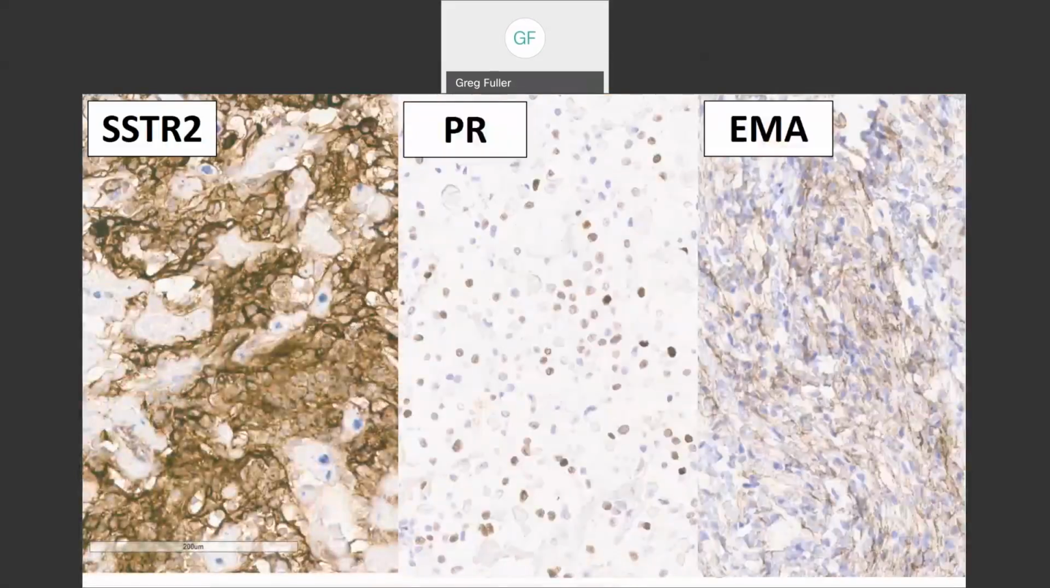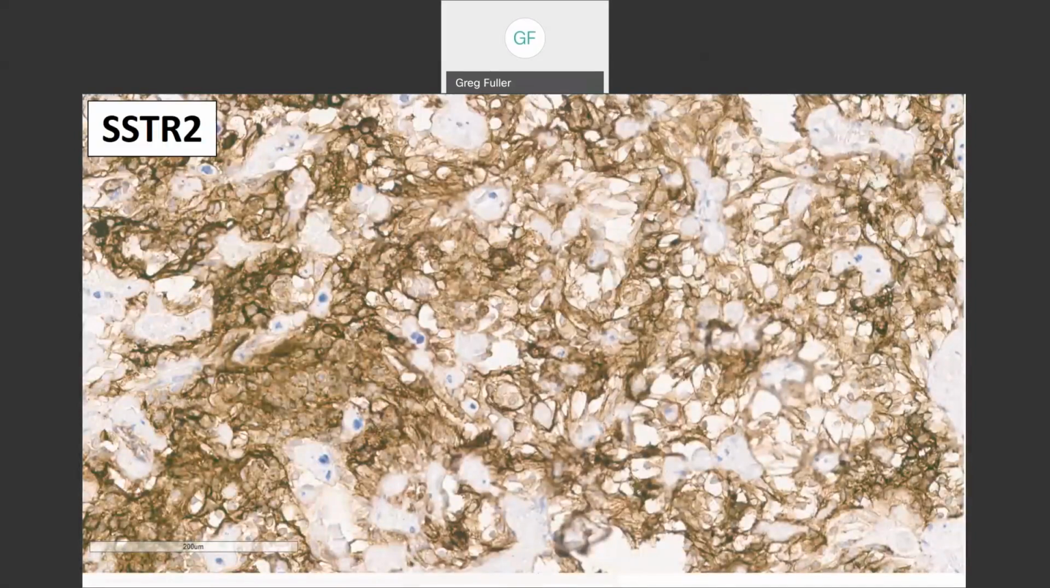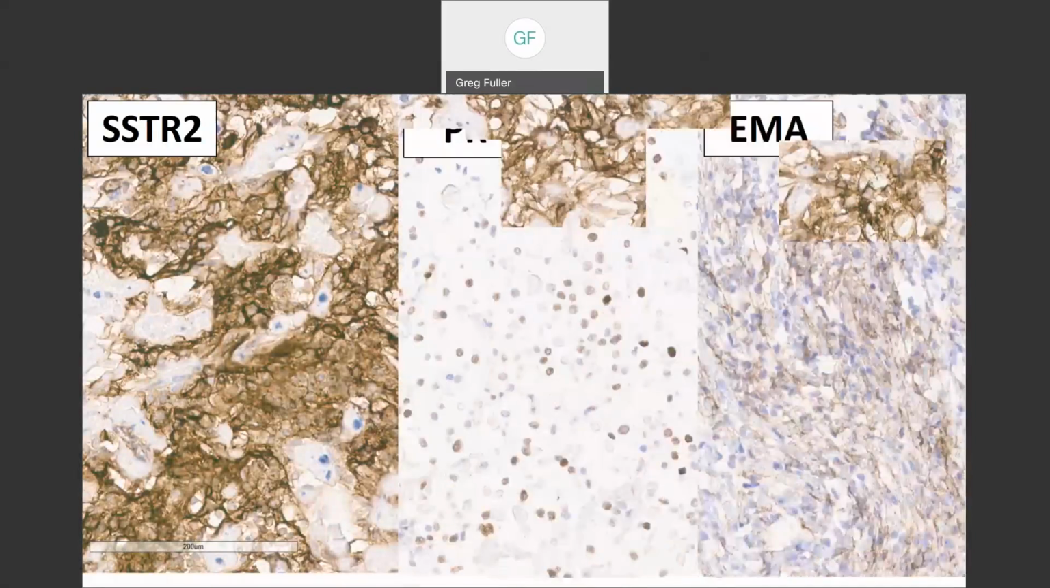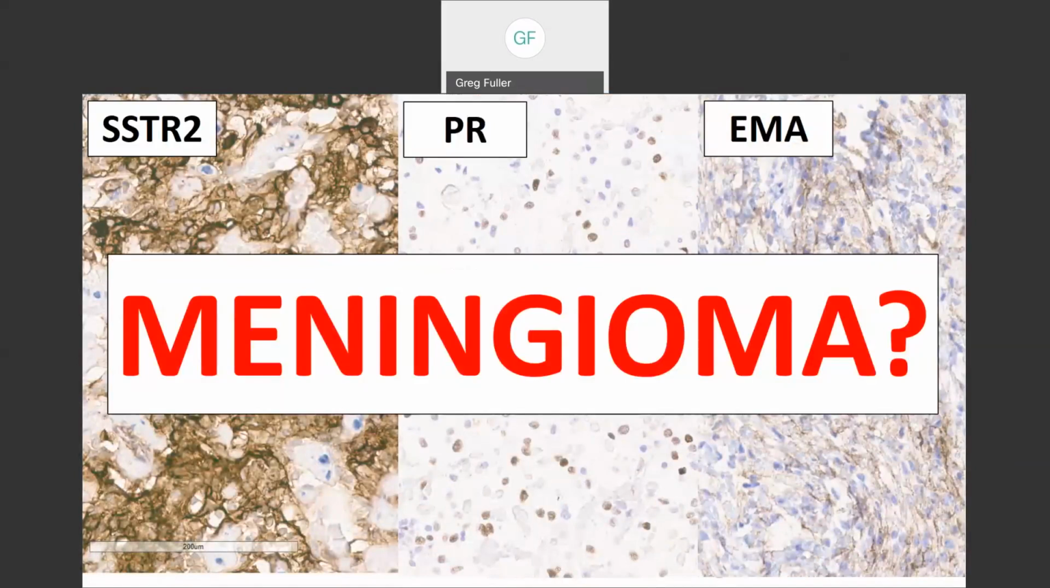And there it is. Let's go back to that. Sorry, at high power, you can see a beautiful, diffuse, strong, robust marker for meningioma, SSTR2. Not pathognomonic, but robust. So SSTR2, PR, EMA, all of these are meningioma markers. Could this be a meningioma? All right, well, let's look at the facts.